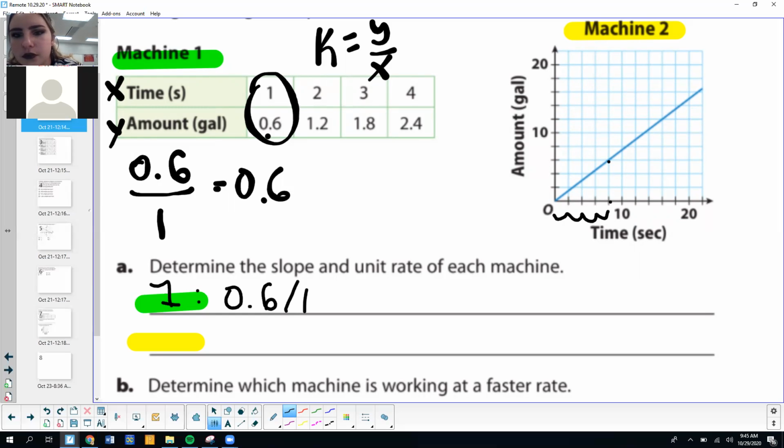For this point that I'm talking about, the one that's intersecting, and I know it stinks because I don't have a lot of places to write stuff, I'll write it up here. So x is going to be 8 and y is going to be 2, 4, 6, because 6.